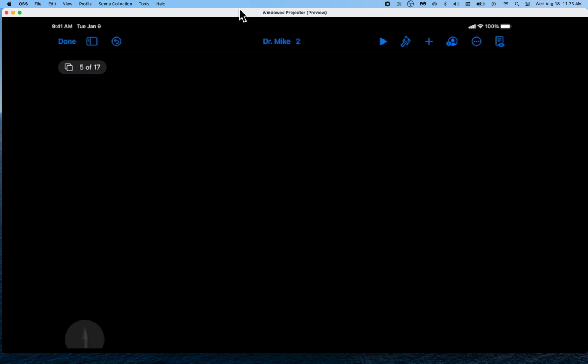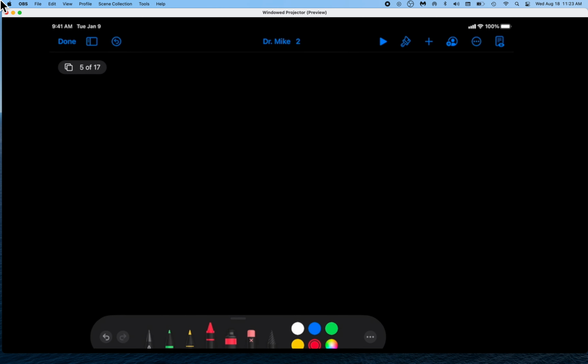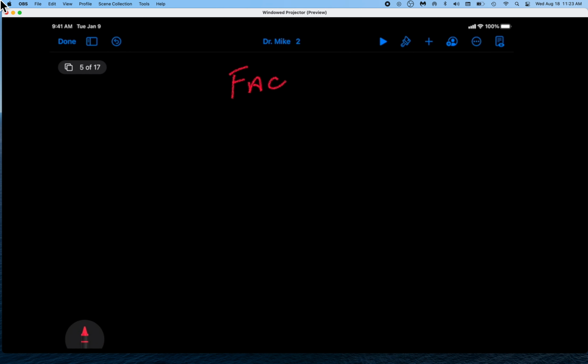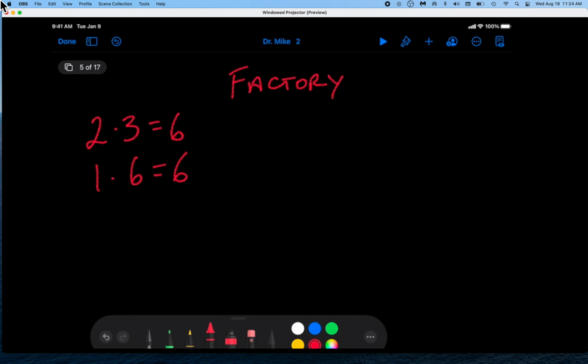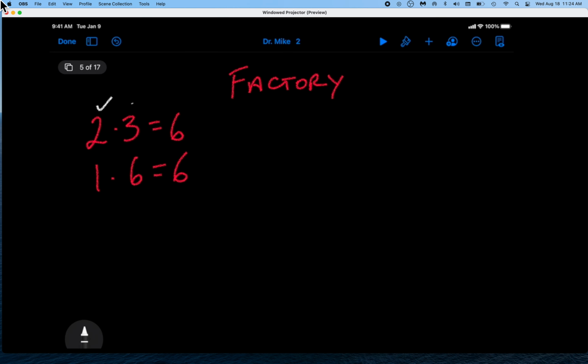Okay, so as promised, one of the topics we're going to talk about is factors. Okay, what is a factor? Factors are two numbers that are multiplied. So whenever you have 2 times 3 equals 6, or 1 times 6 equals 6, these numbers here, all of these, are considered factors of 6. The reason is they are involved in the multiplication process to create the number 6.